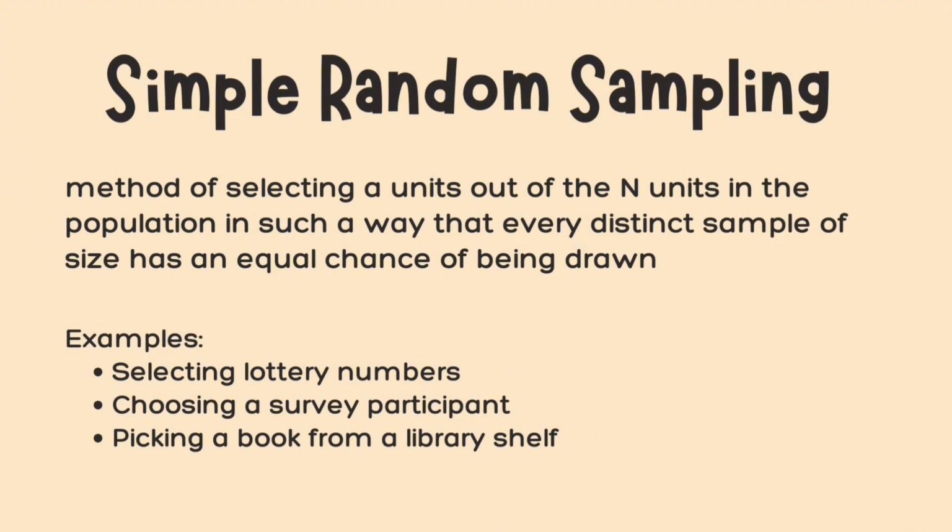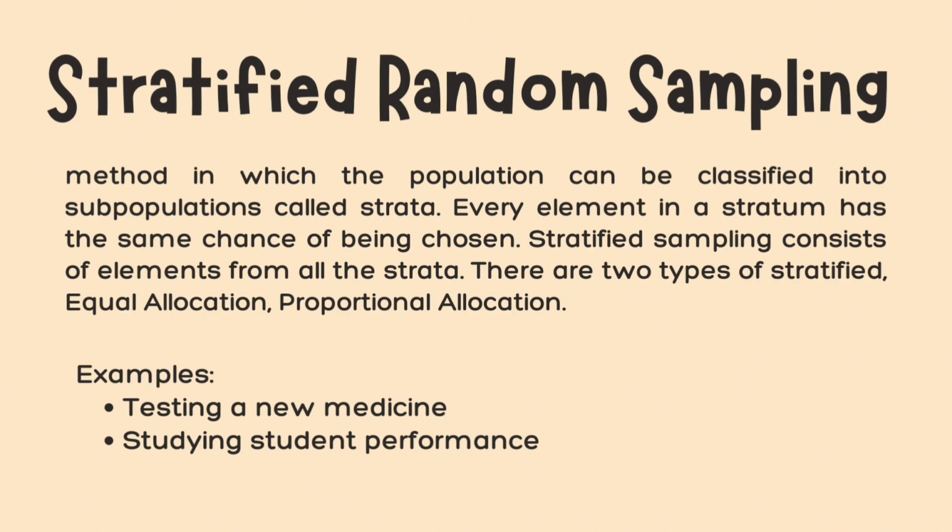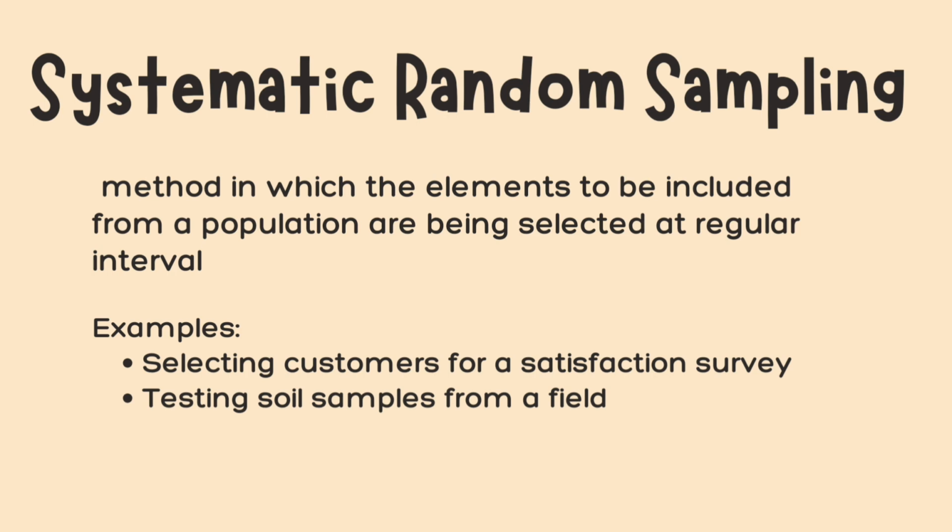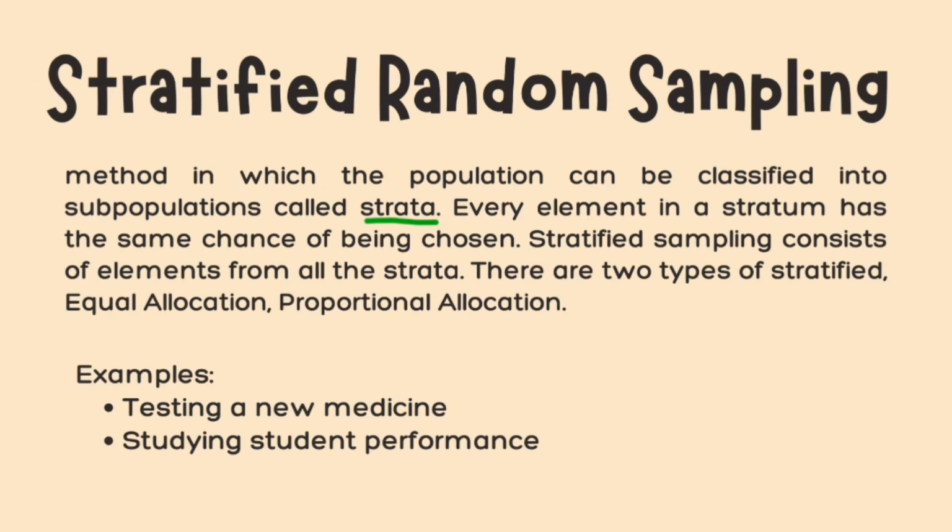Simple random sampling. To put it simply, simple random sampling gives equal chances of being drawn or selected to each member of the population. Some of its examples are selecting lottery numbers, choosing a survey, and picking a book from a library. Stratified random sampling. The population is classified into subpopulations called strata. Every element in a stratum has the same chance of being chosen.